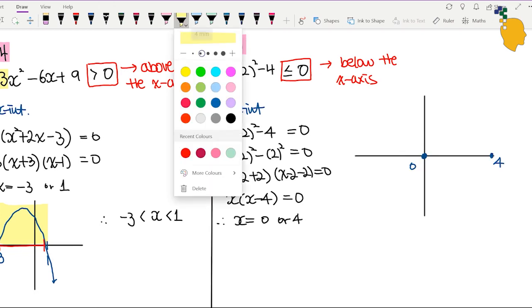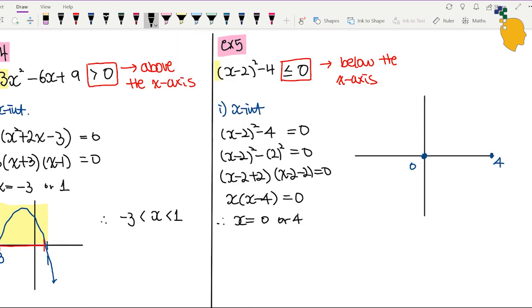So sketch it, and also your a value, you can check your a value by looking at the number in front of the bracket, which is 1. So it's going to be a positive parabola. So sketch it now, x-intercepts of 0 and 4, and also smiley face. And shade the region where your graph is below the x-axis. So as you can see, your x is in between 0 and 4. But also, make sure you include 0 and 4 as well. So your final answer will be 0 less than or equal to x less than or equal to 4.